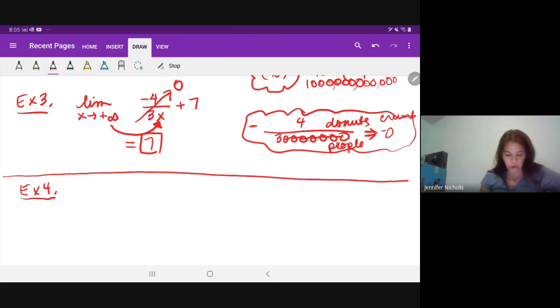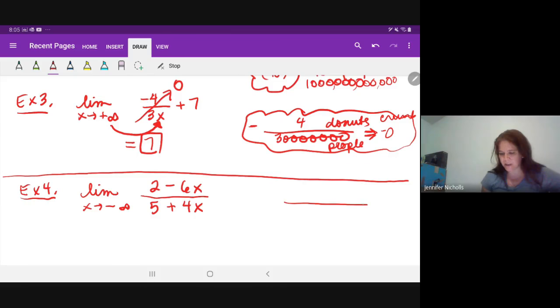Okay, so example 4, we're going back to one of the other ones, and we'll have the limit as x approaches negative infinity again. Okay, so we have 2 minus 6x over 5 plus 4x, something like that. Looks like a quotient. Looks like my form. Polynomial at the top, polynomial at the bottom. So it's in the right form.